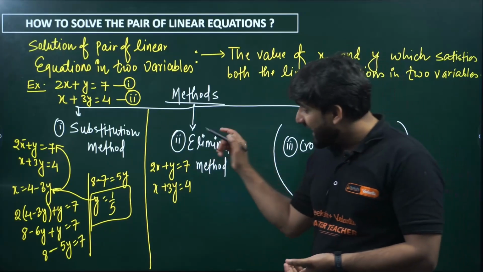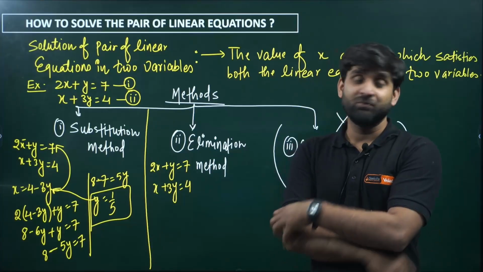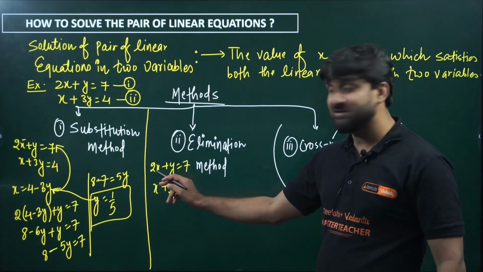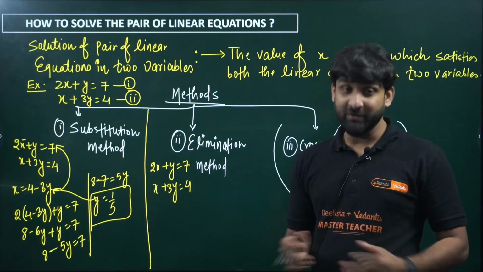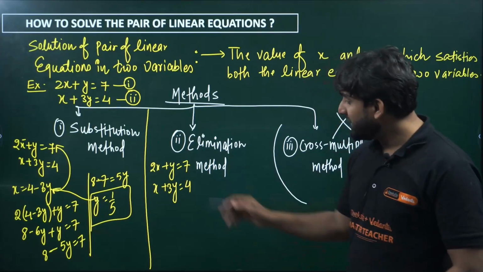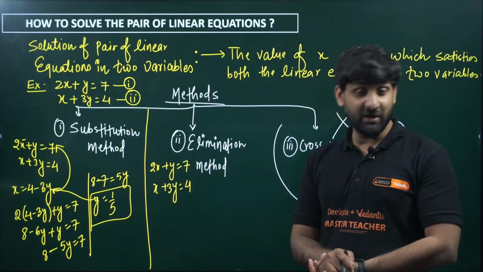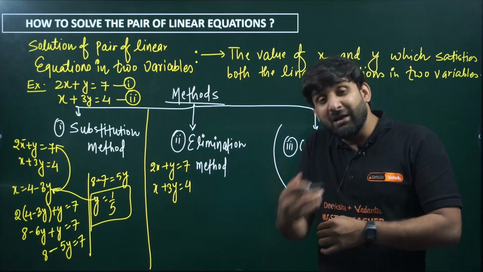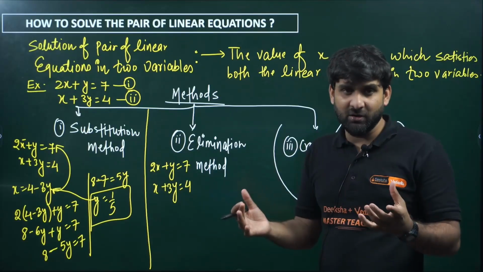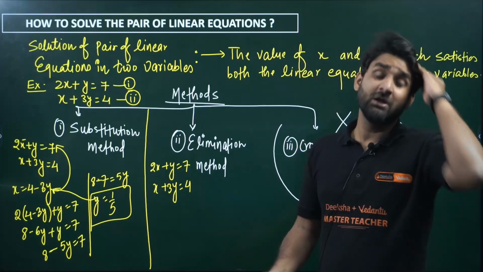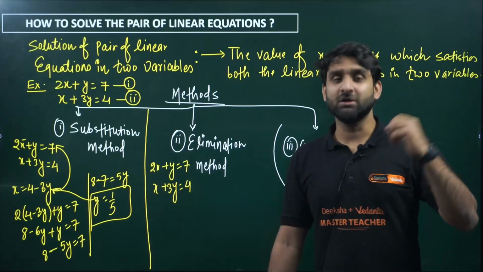But to eliminate either the x family or the y family, their coefficients must be similar. If you look here, the coefficient of x is 2 in the first equation, and in the second equation the coefficient of x is 1. So we can't eliminate. Similarly, the coefficient of y is 1 in the first equation, and in the second equation the coefficient of y is 3. We can't eliminate. So to eliminate a family, whether it is the x family or the y family, their coefficients must be similar. So let's make the coefficients similar.